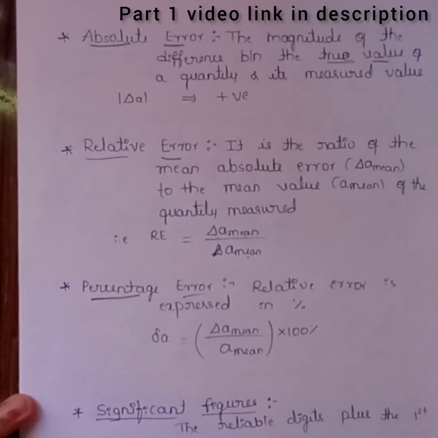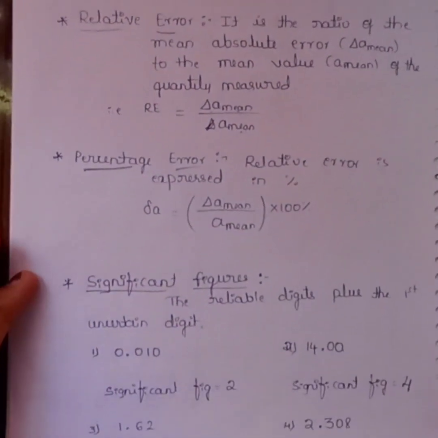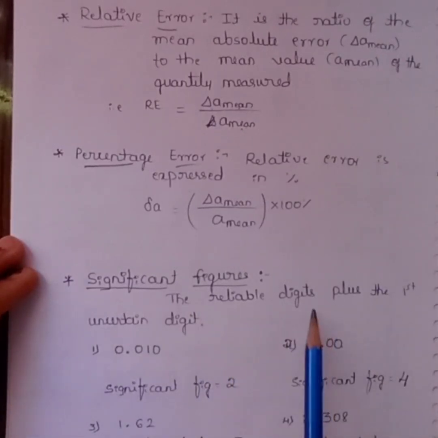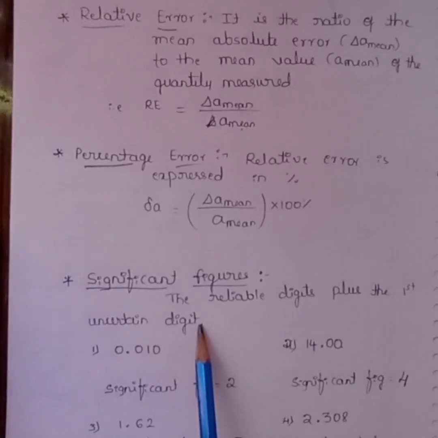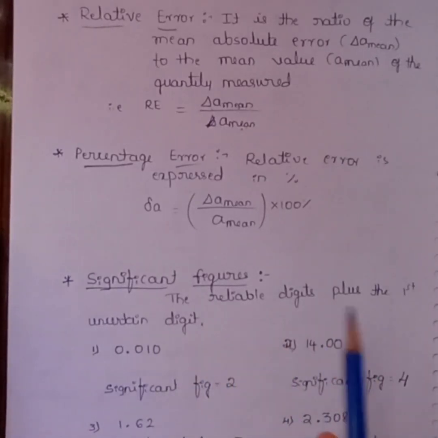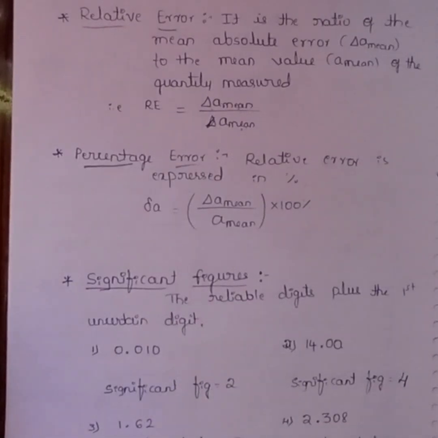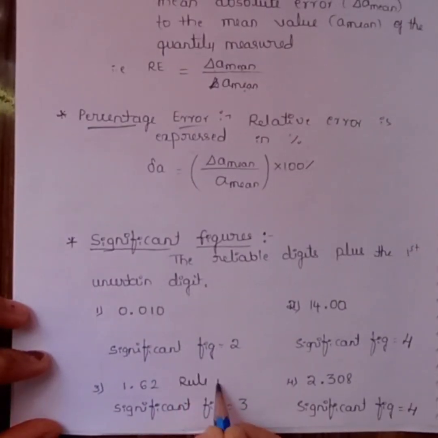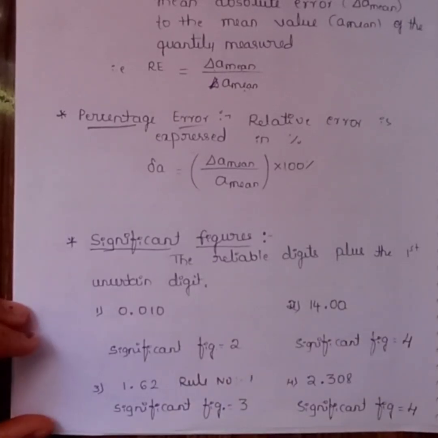Next, we can move toward significant figures. Then what do we mean by significant figures? That is the reliable digits plus the first uncertain digit. So how do we find significant figures? In the NCERT book, some rules are given for writing significant figures. The first one is that all the non-zero digits are significant. You can see here your roll number 1, which shows all the non-zero digits are significant. Means if it contains numbers, we can count them as significant figures, and that one is 3.